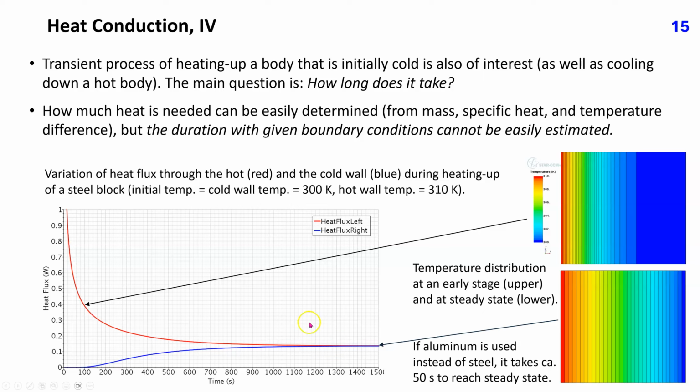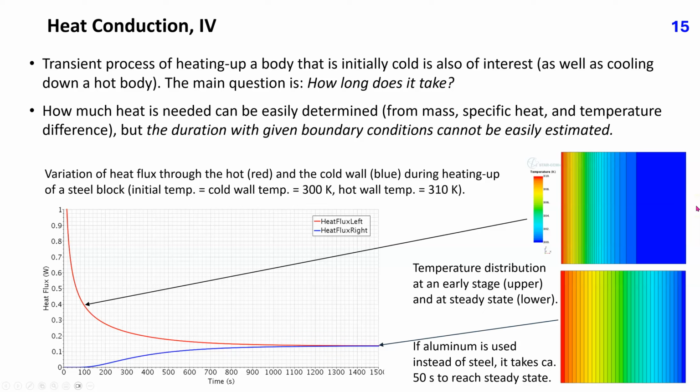This plot shows the variation of heat flux through the hot wall, red line, and the cold wall, blue line, during heating up of a steel block with initial temperature equal to cold wall temperature set to 300 K, when the hot wall temperature is suddenly raised to 310 Kelvin. The heat flux at the hot wall is initially very high because of a very high temperature gradient. For a while, heat flux at the cold wall is zero because the temperature gradient is zero.